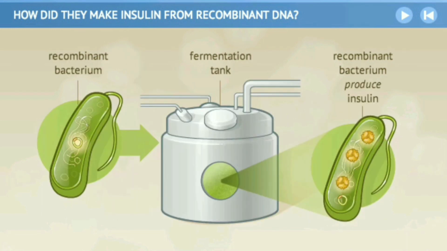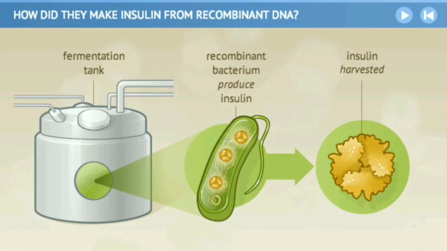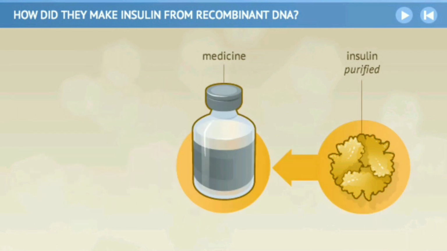The recombinant bacterium is added to a fermentation tank, and in the fermentation tank, this bacterium produces insulin. This insulin is harvested from the fermentation tank. The insulin is purified and later is commercially distributed as a medicine. So this is how recombinant DNA technology works. The same steps are followed for all the products that are produced by recombinant DNA technology.